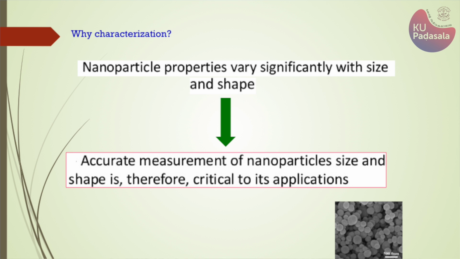Why do we require characterization? We are dealing with very small particles, that is nanomaterials. Characterization is very, very important, and this is because the properties of the nanoparticles may change significantly with the size and the shape of the nanoparticles. Accurate measurement of nanoparticle size and shape is therefore very critical to its applications, preferably the biomedical applications. Hence, characterization is very, very important.